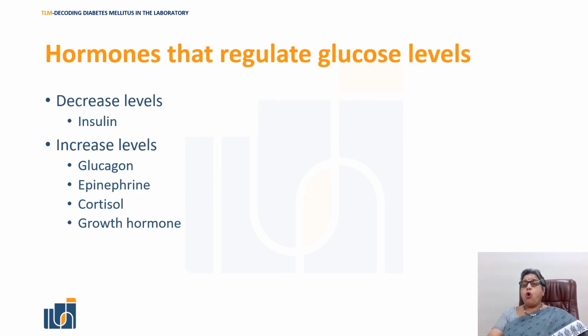Now, briefly, what are the hormones that regulate the glucose levels? So, we just now said that you need adequate levels of insulin, and that is what will regulate the glucose metabolism. So, it decreases the levels of glucose and brings about a normal homeostasis of glucose. So, the insulin decreases the level of glucose. Now, there are hormones which act opposite and they increase the levels of glucose, which will be glucagon, epinephrine, cortisol, growth hormone. All these 4 hormones can give an uptick in the level of glucose, whereas insulin decreases the level of glucose.